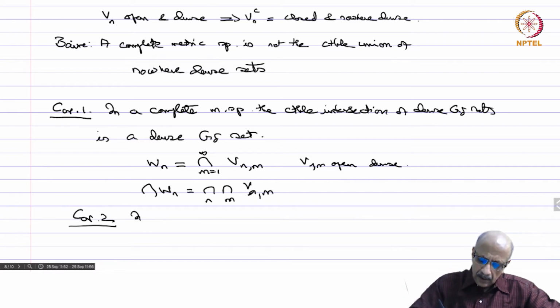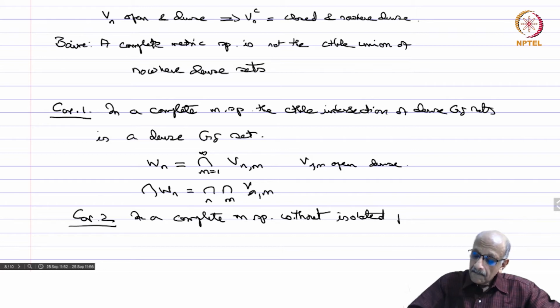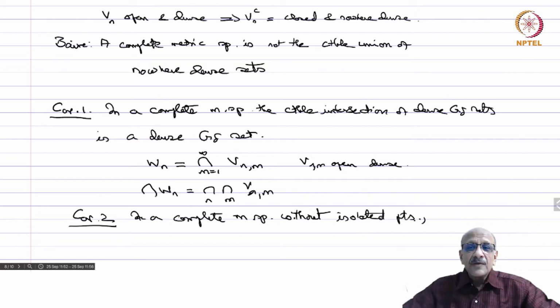Now, corollary 2: in a complete metric space without isolated points, that means singletons are not open sets. Okay, a singleton is not isolated. You can't put a ball where nothing else is there. So singletons would become automatically open, so singletons open is ruled out. This is a natural kind of space which we come across all the time.